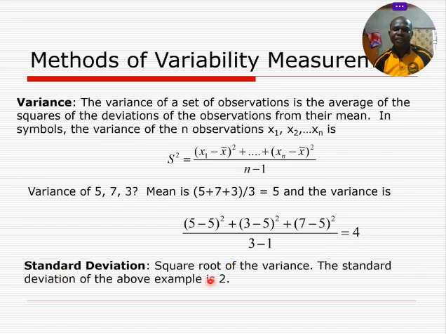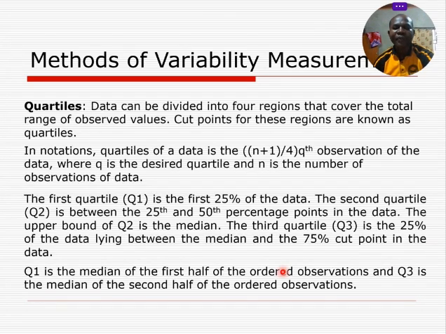Now the standard deviation is the square root of the variance that we have calculated. Then we go to the next measure of variability, which is our quartile. Our quartile is obtained by dividing our data set into 4 regions using the projected formula, n-1 divided by 4, which will give us our quartile. Then we have what we call the first quartile, which is 25% of our data, and then the second quartile, which will be 50%.